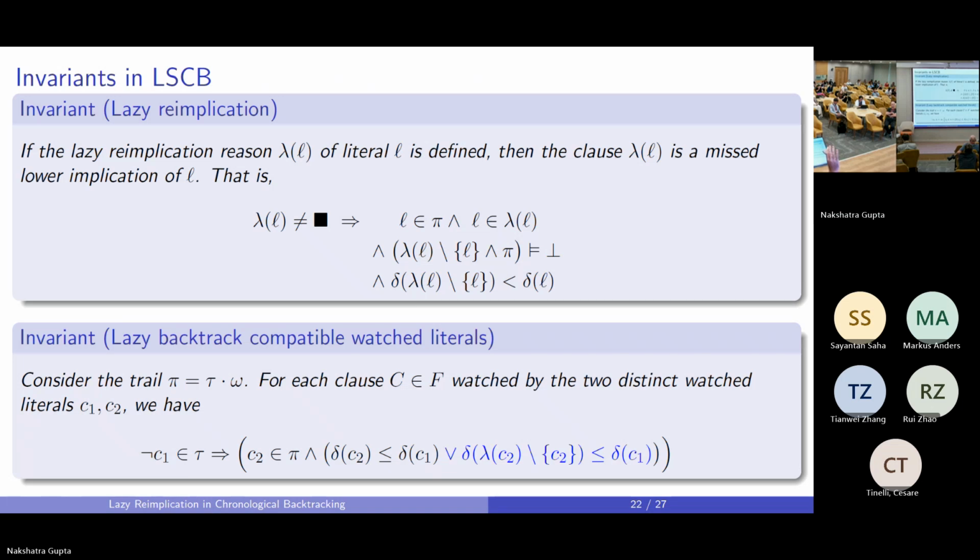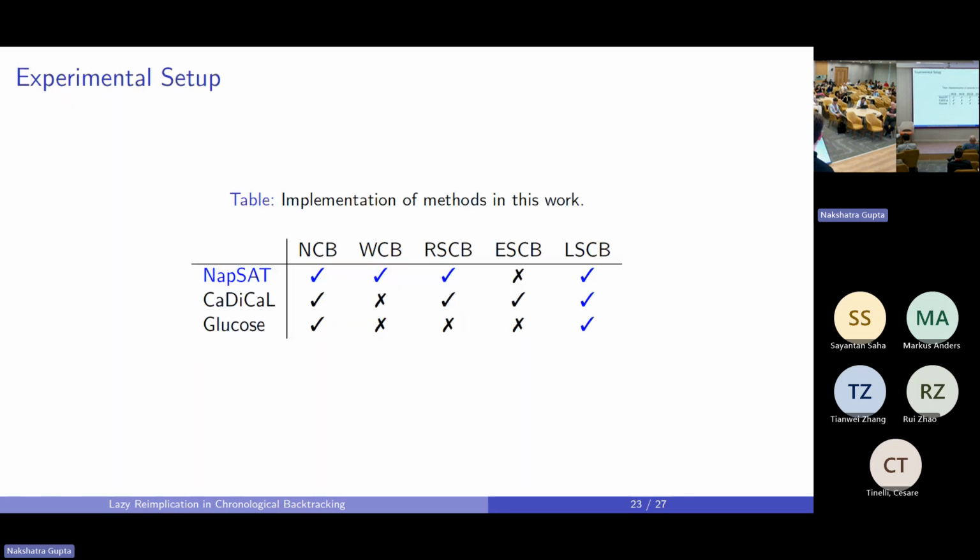Okay, so basically, what do we have in this lazy reimplication vector? We have reasons. So this is an implying clause, but further, we have the guarantee that it implies the literal at a lower level. And with this, we can weaken the backtrack compatible invariant, which stated that the satisfied literal must be satisfied at a level lower than the falsified literal. And we can say, okay, either that or it is registered as a missed implication for later use.